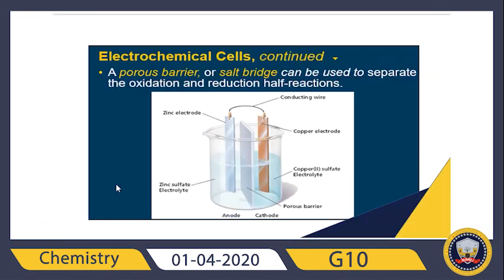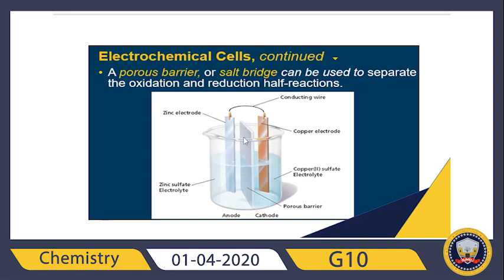So electrochemical cells, guys, here we need to identify the main parts of the electrochemical cells. As we can see here, we have two electrodes: the zinc electrode on this side, and on the other side the copper electrode. As you can see, both sides are separated by what? A barrier, and this barrier is called a porous barrier or salt bridge. A porous barrier or salt bridge can be used to separate the oxidation and the reduction half reactions.